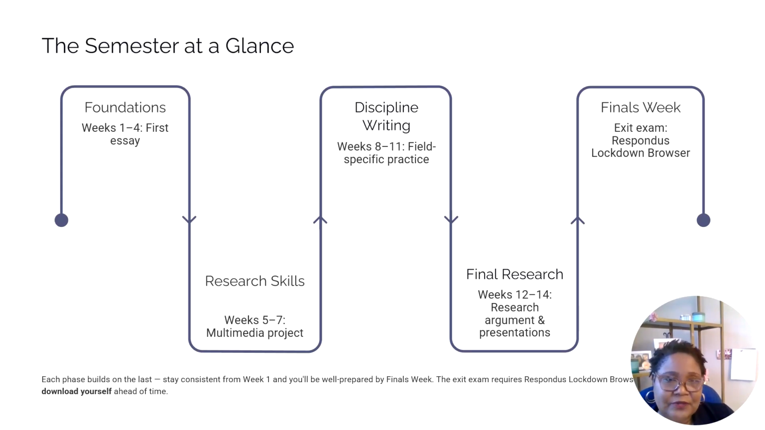Let me give you a bird's eye view of the whole semester so you can see where we're headed. Weeks 1 through 4 are our foundation. We'll cover the basic academic argument, and you'll write your first essay. Weeks 5 through 7 shift into research mode. This is when our just-in-time session 1 happens, and you'll work on a multimedia research project. Weeks 8 through 11 focus on discipline-specific writing. You'll analyze writing in your own academic field and produce a discipline-specific assignment. Weeks 12 through 14 are the big finish, your final research, argument, and presentations. I look forward to these every year, including your just-in-time sessions 2 and 3.